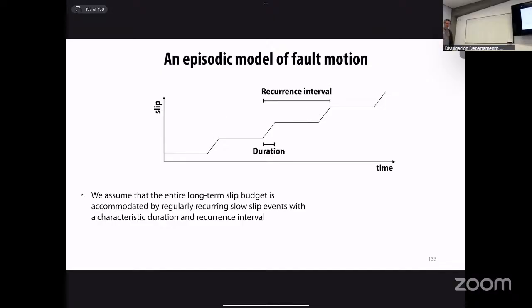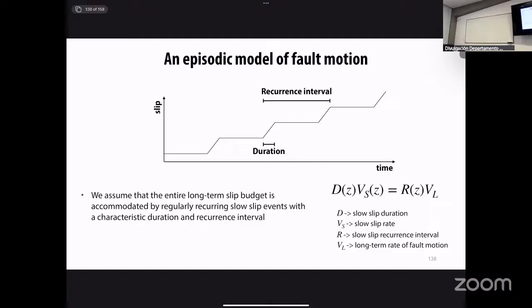So we can define our 2 time scales as the duration of a slow slip event, and then the recurrence interval. Sorry, it's wrong. It should be at the beginning: from the beginning of one slip event to the beginning of the next one. So that duration is part of the recurrence interval itself.